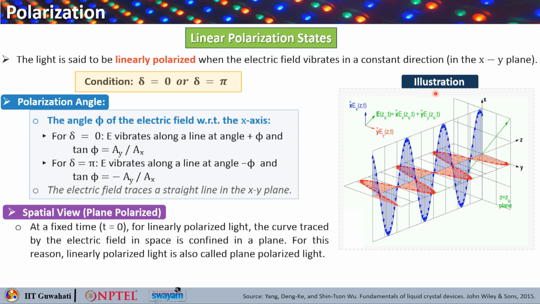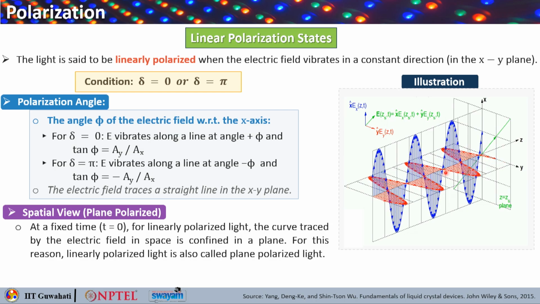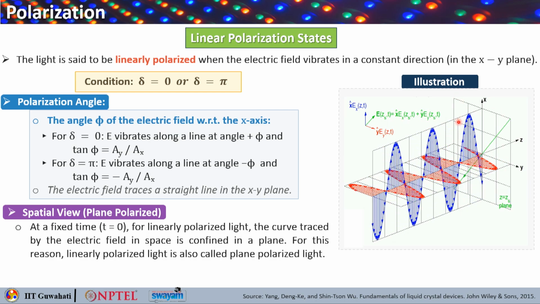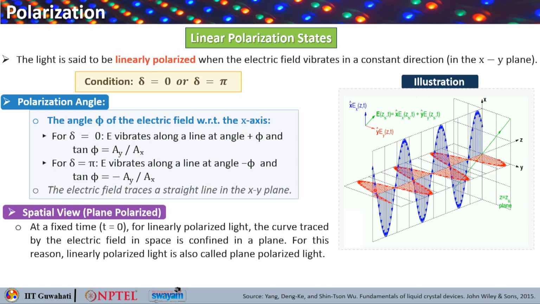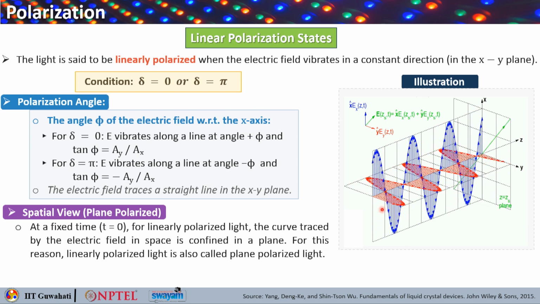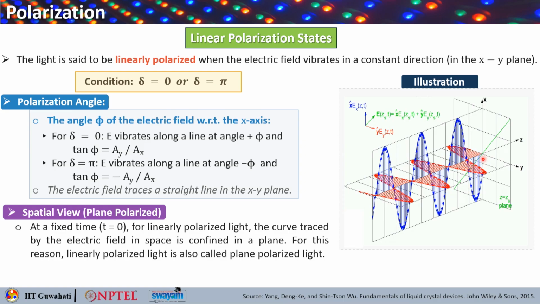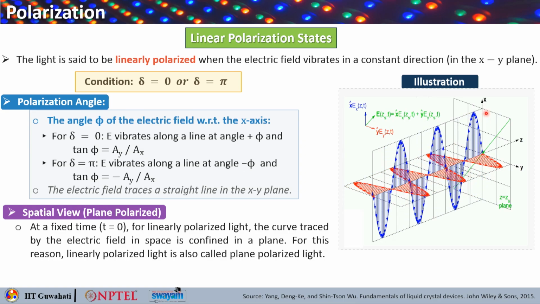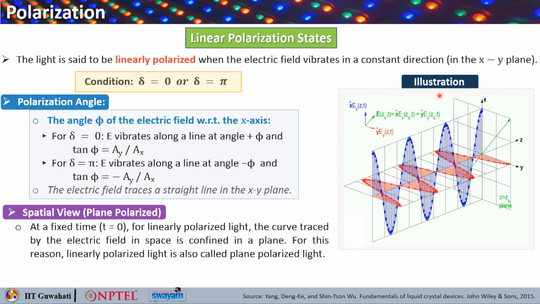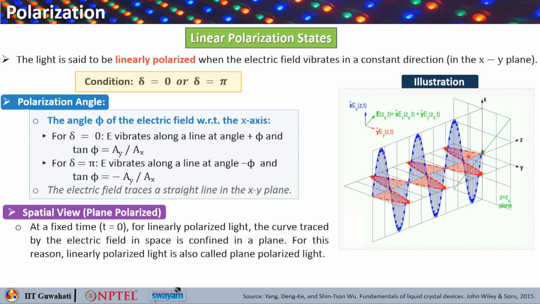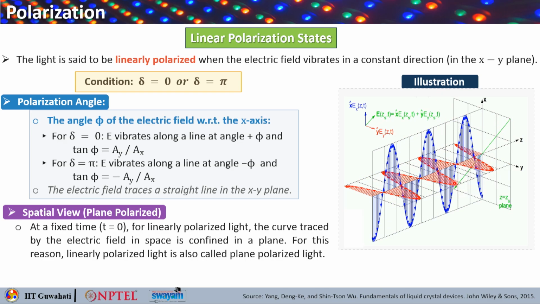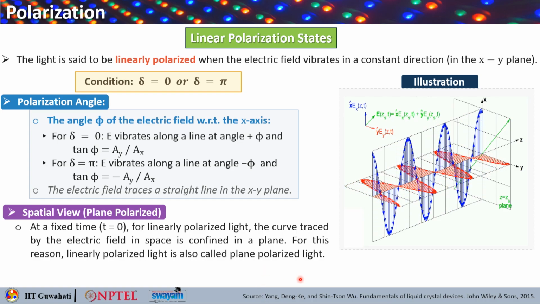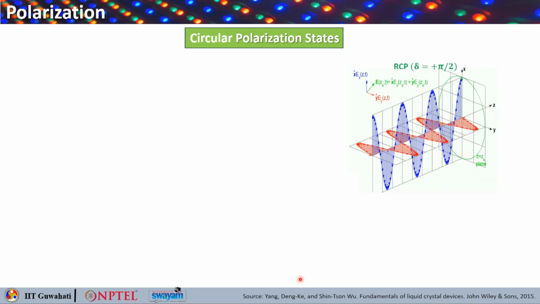If you want to get a spatial view of this plane polarized light, you can consider any instance of time, say time t equals 0. Here you can see at t equals 0, what is that curve? This electric field is basically tracing on this xy plane. You see that it is basically tracing a straight line, and it is on a plane. So, you call it a plane polarized light. So, linearly polarized light or plane polarized light.